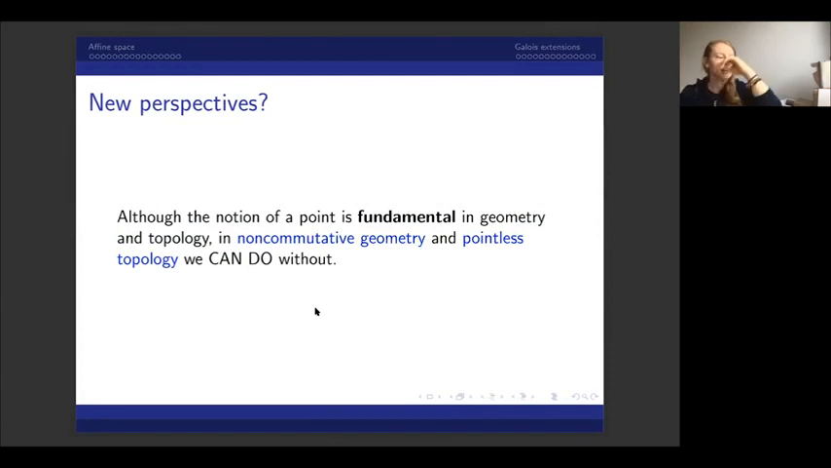And so this funny question about defining such an elementary and trivial thing as a point leads to new perspectives, right? Because since it's so hard to define a point, and although it's really fundamental in geometry and topology, you can define new theories such as non-commutative geometry and pointless topology, where you can do things without this notion of a point. That's very interesting, because the point is something we all think we know, but somehow you have new perspectives where you can completely omit the definition of a point. And here you go to non-commutative geometry and pointless topology.